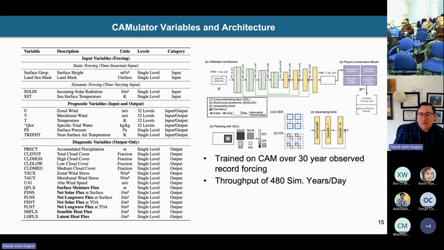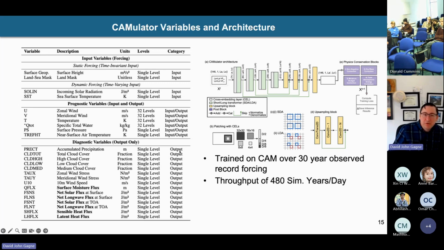We train it over one CAM run forced by SSTs from the observed record, so it captures some of the global warming signal implicitly. One of the big advances we've gotten with this is that, even with all these extra variables and extra vertical levels, it is super fast. We get 480 simulated years per day, so it's about 350 times faster than original CAM, and we can run this on one A100 GPU versus 10 CPU nodes with 128 CPUs each to get much worse throughput with the whole CAM model.